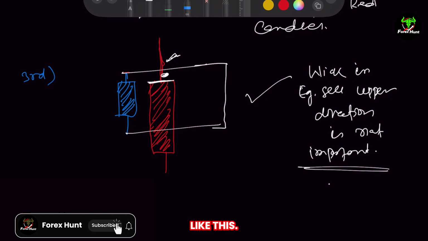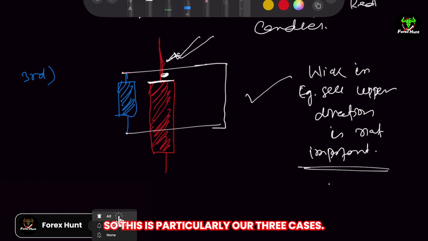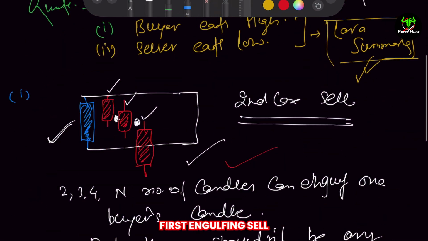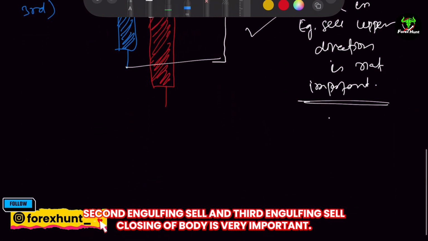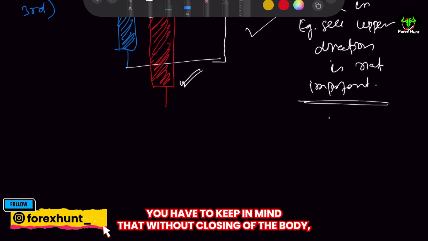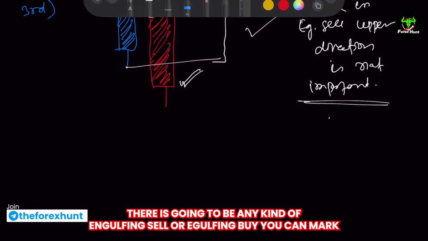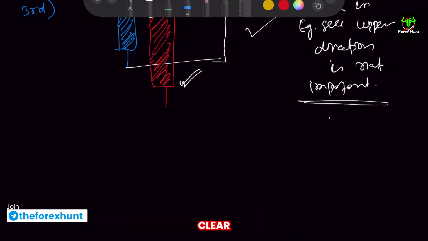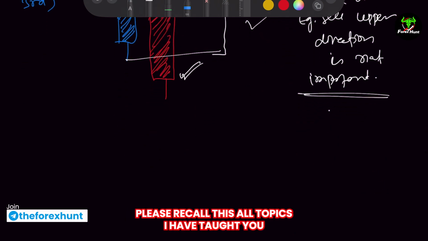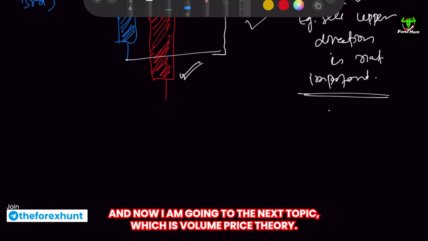Okay, like this. So these are your three cases: first engulfing sell, second engulfing sell, and third engulfing sell. Closing of the body is very important. I have already taught you that. You have to keep in mind that without the closing of the body, you cannot mark any kind of engulfing sell or engulfing bar. Clear? Now please recall all these topics I have taught you, and now I am going to the next topic.